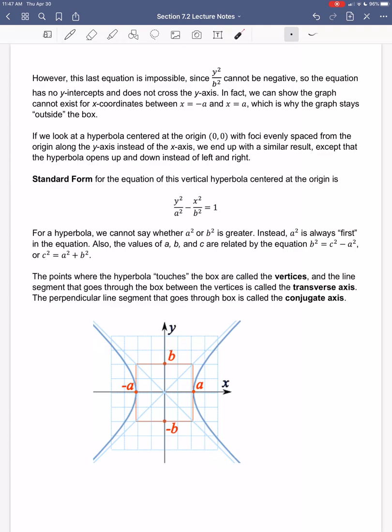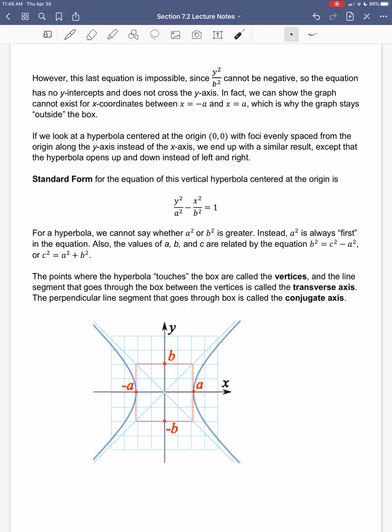Also, the values of a, b, and c are related by this equation, b squared equals c squared minus a squared, which we had on that earlier page. Or if we rewrite that, we could add a squared to both sides. That would give me a squared plus b squared is c squared, or that's what I've got written here. I haven't shown a picture of a vertical hyperbola. That's going to be on the next page.